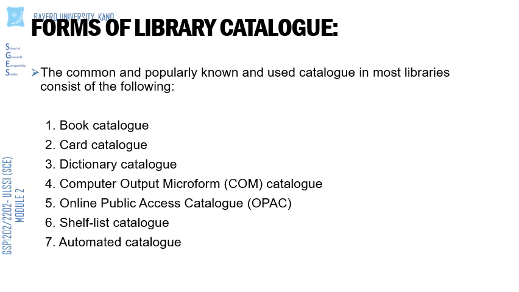We have the dictionary catalog, which comes like a dictionary in the form of books. A dictionary catalog is usually arranged alphabetically based on the title. We have the computer output microform catalog and the online public access catalog, which are all in an electronic form. And we have the shelf list catalog. We also have the automated catalog, which is also an electronic form of a catalog.